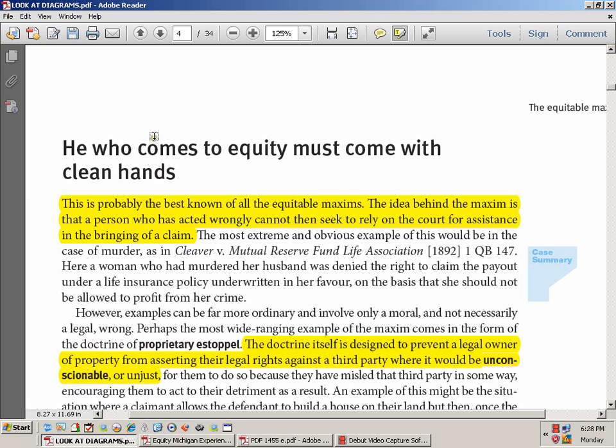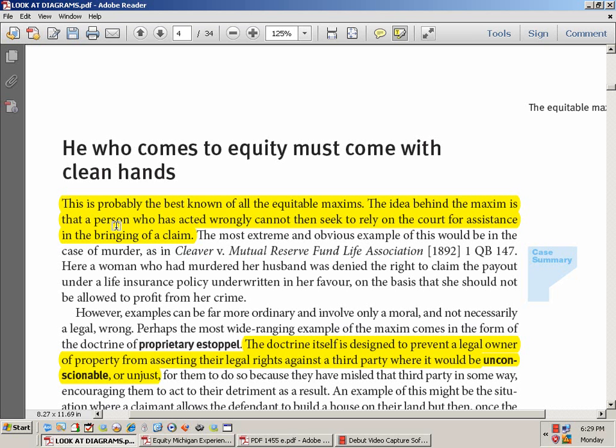He who comes to equity must come with clean hands. This is probably the best known of all equitable maxims. The idea behind this maxim is that a person who acted wrongfully cannot then seek to rely on a court of assistance in bringing a claim. So a cop rolls up behind you, threat, coercion, duress, gets you to sign a contract. He comes into court and says, look, I got a contract with a dude. He signed it, see? The law says, as far as common law is concerned, yes, you did. You going to pay it or not?